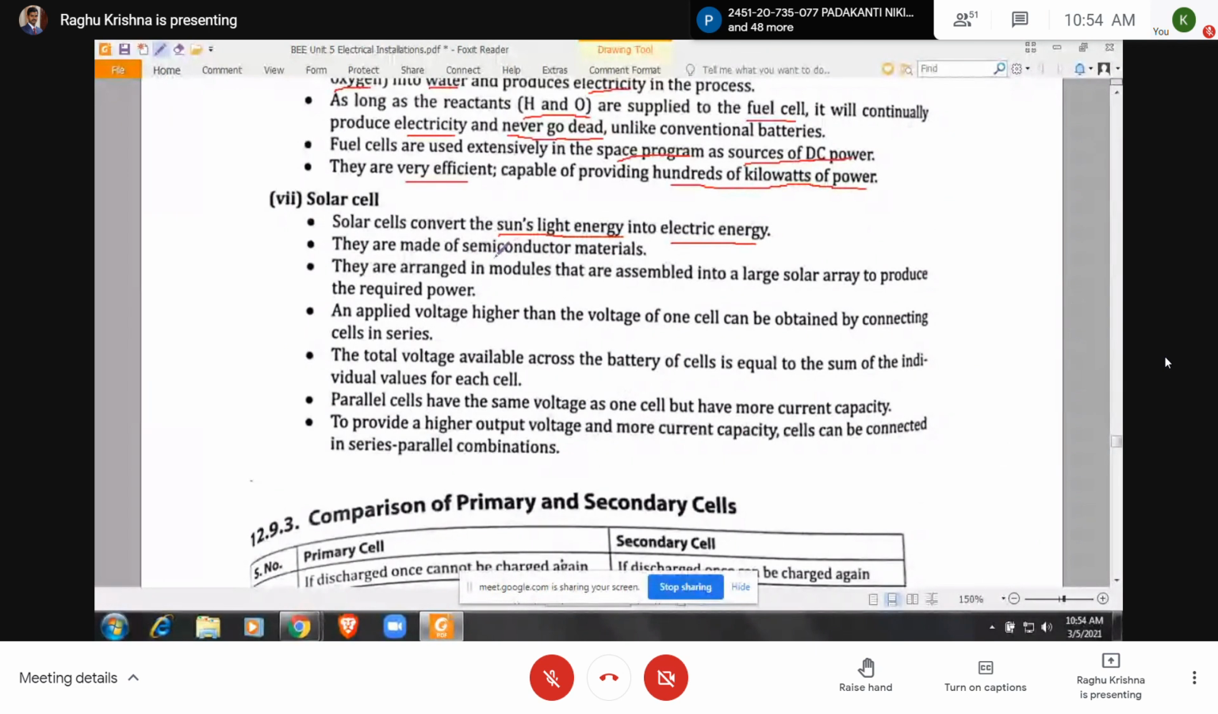Solar cells are made of semiconductor materials. They are arranged in modules that are assembled into a large solar array to produce the required power. So, a large solar array, right? Next.